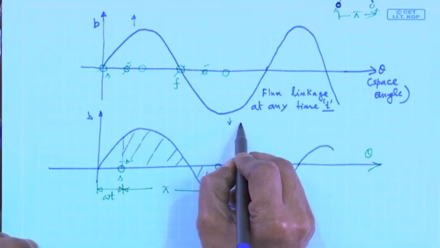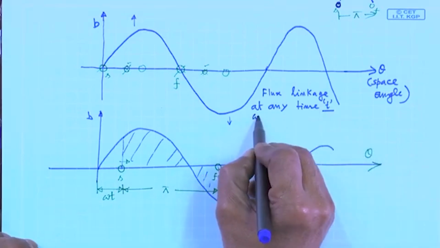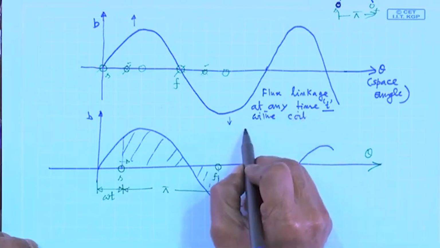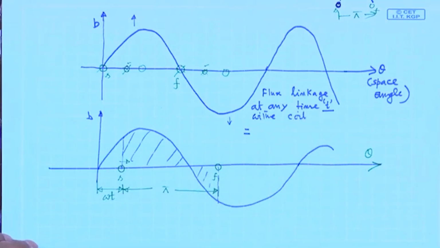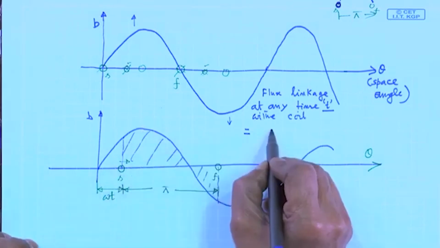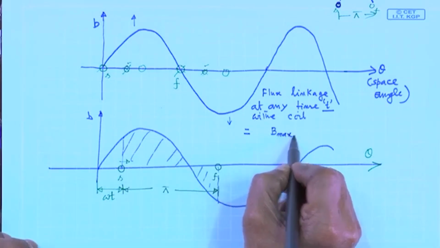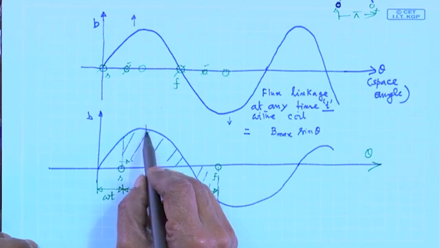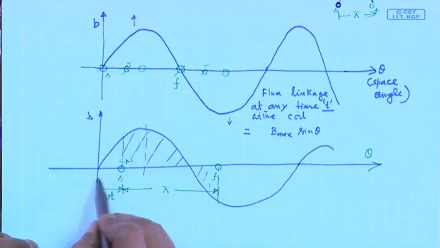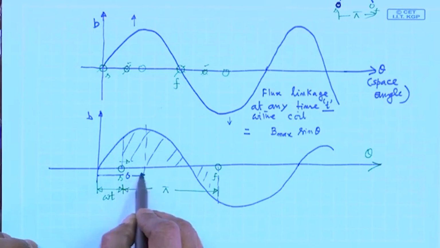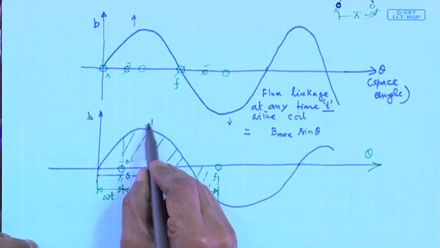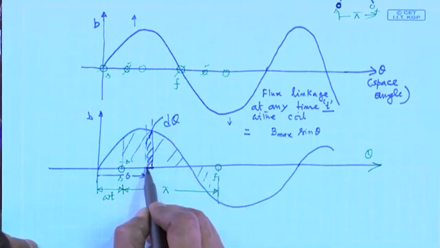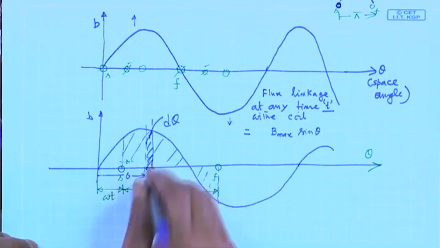Therefore, the flux linkage at any time t with the coil will be equal to what? It will be equal to B max sin theta at any theta. Consider d theta here. This we have done, d theta. So, the area under this strip L at d theta.